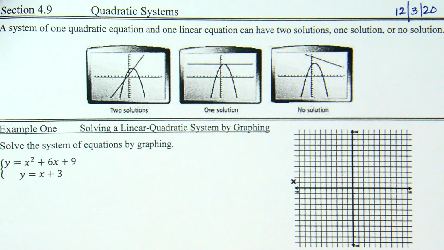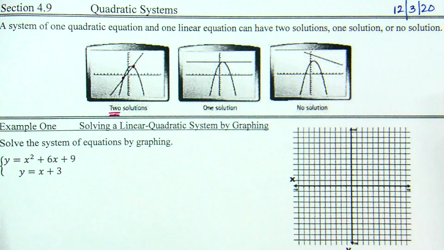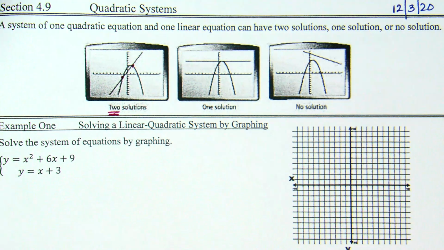Well, for instance, as we look at this one, it says there's two solutions. Do you see the two solutions? Because the line crosses through the parabola in two places. So your answer in that case would have two ordered pairs. Just like everything's been having two solutions this chapter, it would be two ordered pairs.